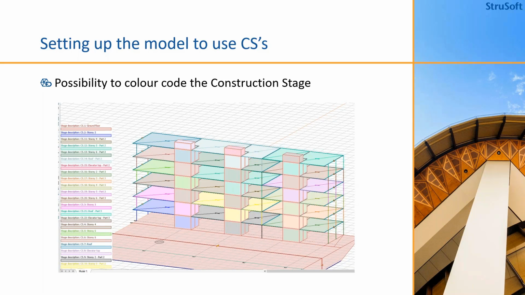It is possible to color code the construction stages as well. This looks a little bit confusing, but for smaller structures or ones that don't have this many parts, it's possible to then see the color code of each stage, so you can follow it from top to bottom here, that the ground floor, and then story 2, story 3, story 4, etc., etc.